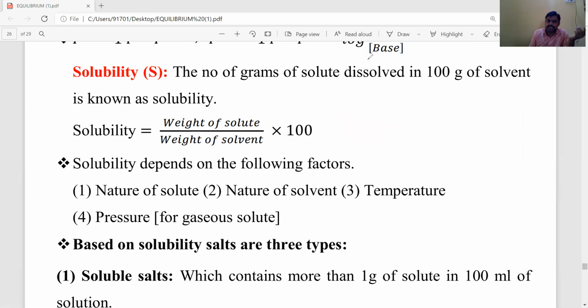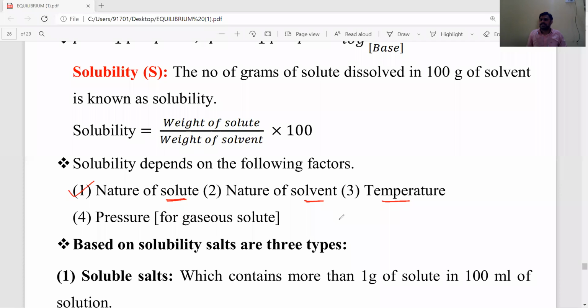Listen carefully, dear students. Solubility mainly depends on the nature of the solute. The solute may be of ionic nature or covalent nature. It depends on the nature of solute and the nature of solvent, because like dissolves like, meaning the same kind of solute and solvent can dissolve easily and form a soluble solution. Otherwise, in the opposite case, it becomes insoluble. That's why solubility mainly depends on the nature of solute and solvent, and temperature also.